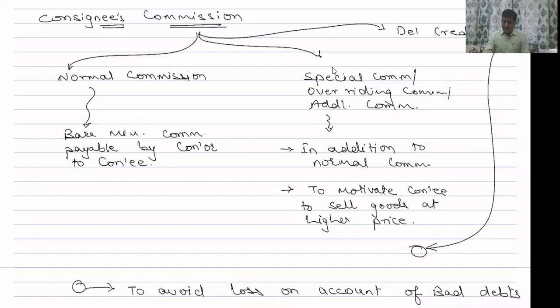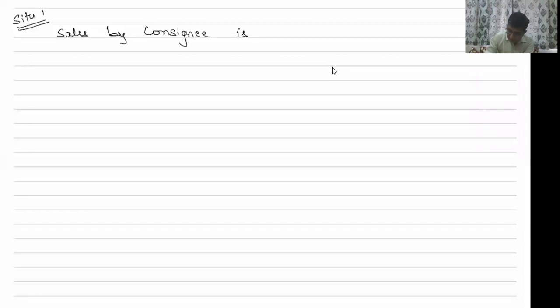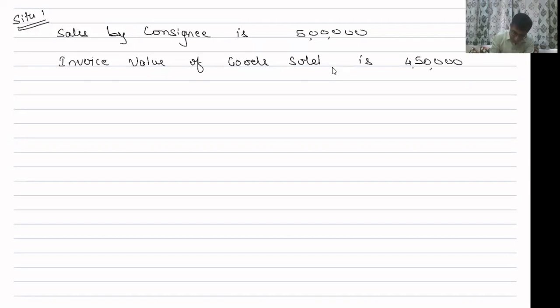So let's come on to the calculations part now with reference to commission. Observe it. Situ 1. Sales by consignee is 5 lakh. Invoice value of goods sold is 4,50,000. Cost of goods sold is 3,60,000. Right? This is the basic information given to us. This is basic info.